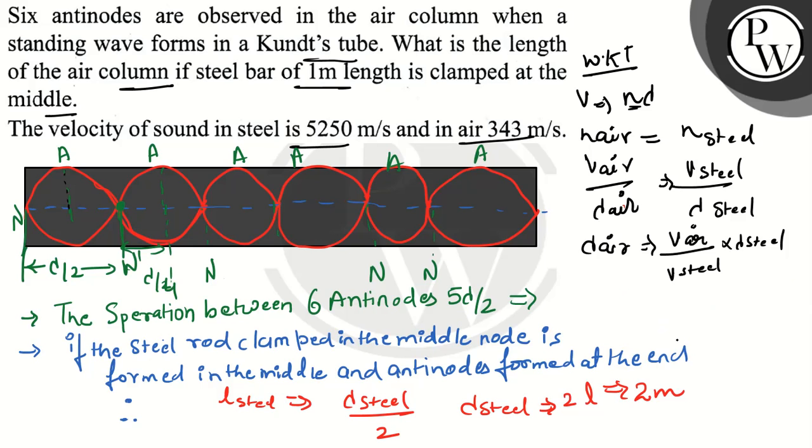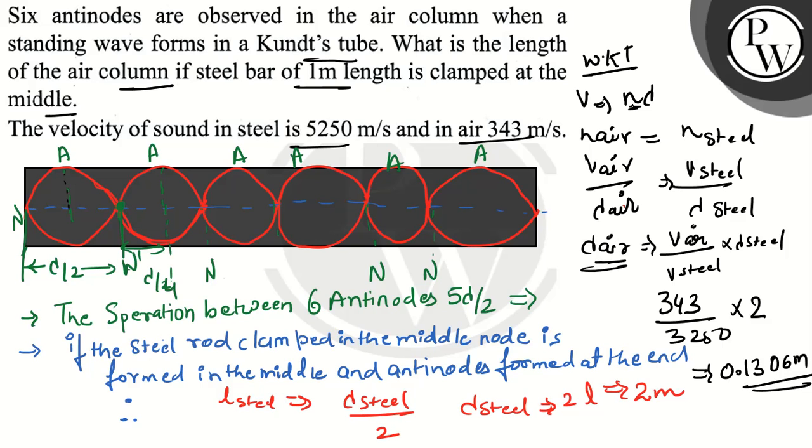V air, the velocity of air, is 343 meter per second. Velocity of steel is 3250, multiplied by lambda steel, which is 2 meter. If you solve this, you will get 0.1306 meter. That is the lambda in the air.